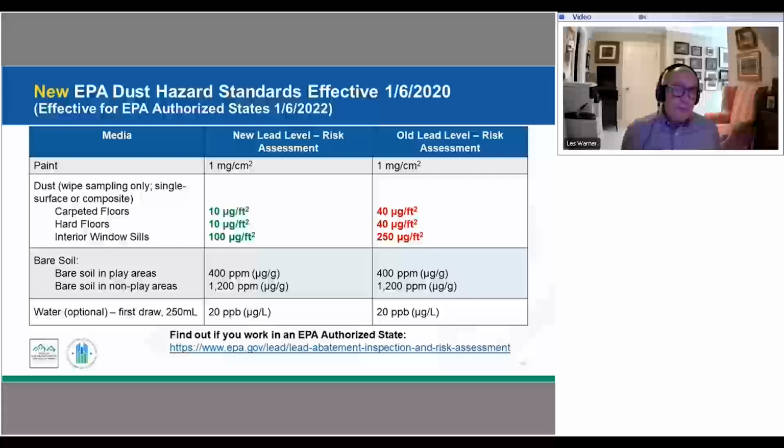In those EPA authorized states, you may have a state level standard that might be stricter than this. So if you're not sure, it will be important to use this link to determine whether you happen to be working in one of the states where you have a more stringent level.